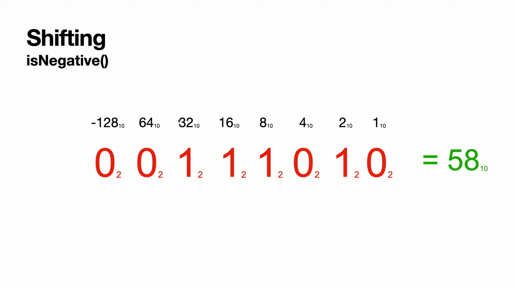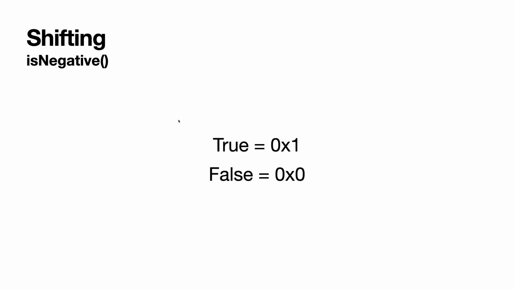The easiest way to do this is through shifting. So again, if we have a number like 58, we look at the last bit, it's not negative. With shifting, we can try to figure out how to return true or false. But what does true mean and what does false mean? For a computer, all that false means is the bit representation 0 or hex 0. And true is anything that is not 0. It can be 1, it could be a million.